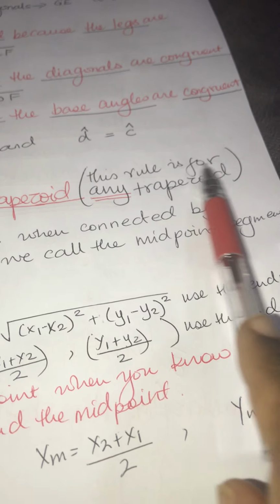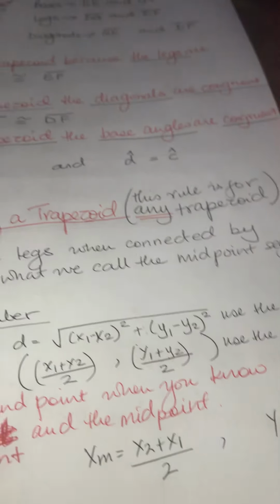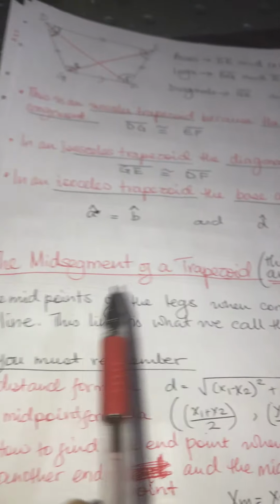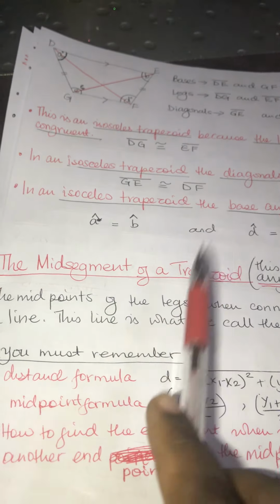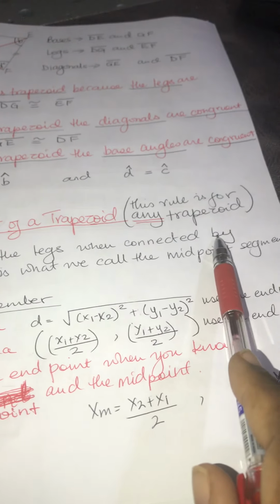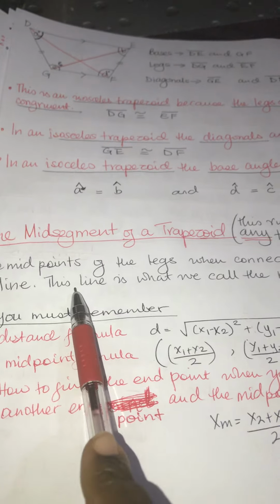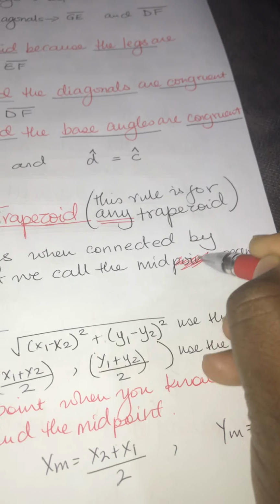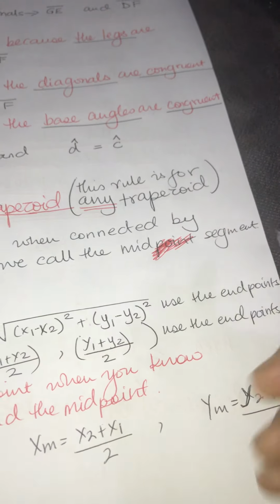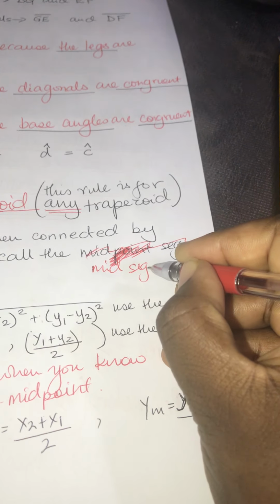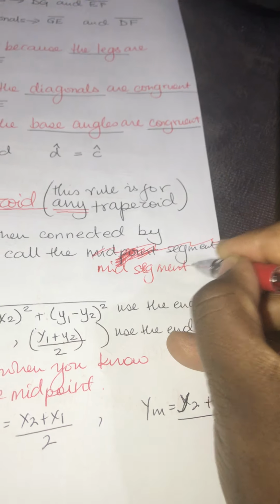This is the rule for any trapezoid. It doesn't matter whether you're isosceles or not. As long as you're a trapezoid, you can apply the mid-segment of a trapezoid rule. So the midpoints of the legs, when connected by a line, this line is what we are calling the mid-segment. Sorry, not the midpoint, the mid-segment. It's supposed to be one word. Mid-segment. Okay?